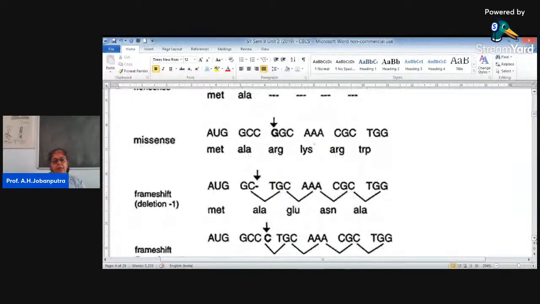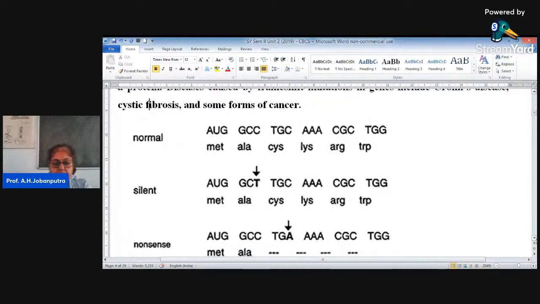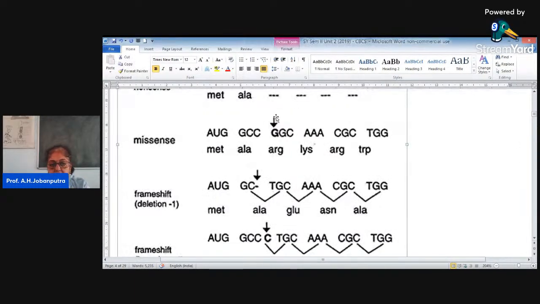मिससेन्स म्युटेशन कुणाला म्हणतो आपण? सो वरती काय होतं ओरिजिनल मध्ये, इथे TGC आणि इथे काय आलं GGC, म्हणून इथे या जागेवर अर्जिनिन आलं. अर्जिनिन नंतर लायसिन, अर्जिनिन, ट्रिप्टोफॅन. सो एक अमायनो ऍसिड इथे बदलून गेला, दॅट इज नोन ॲज मिससेन्स म्युटेशन.